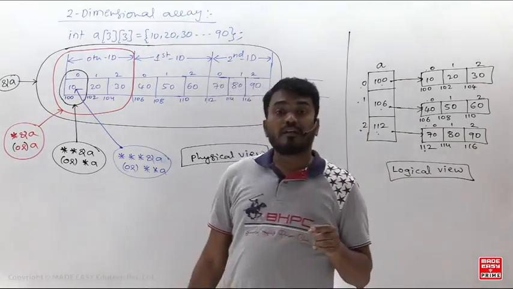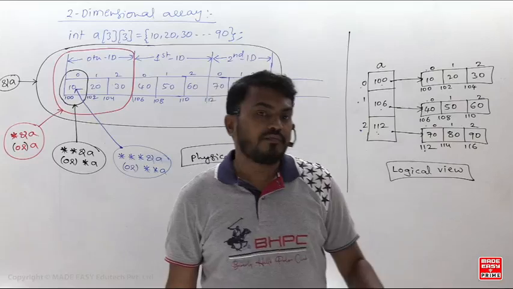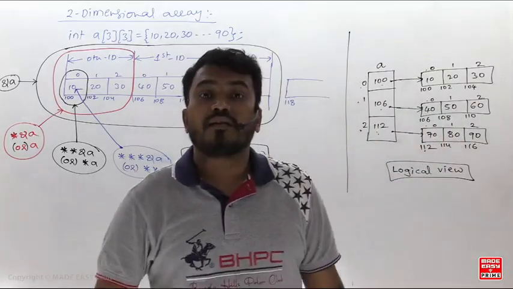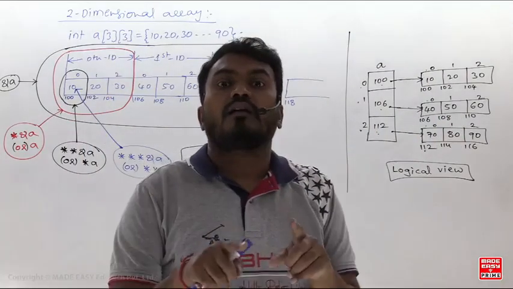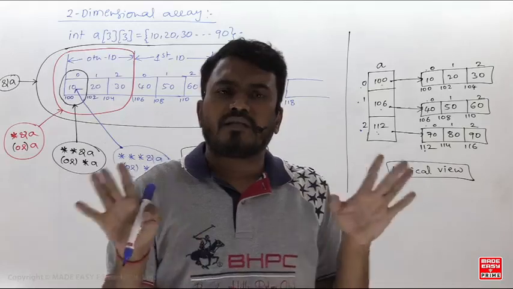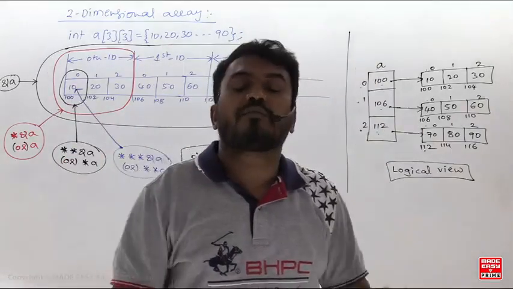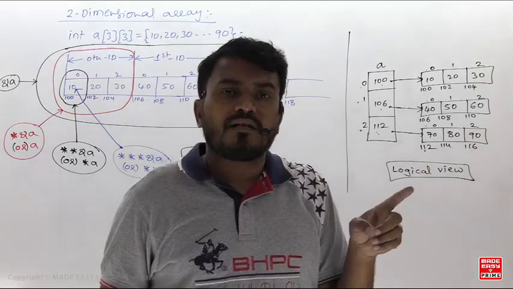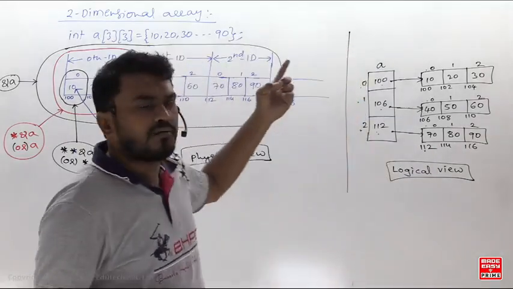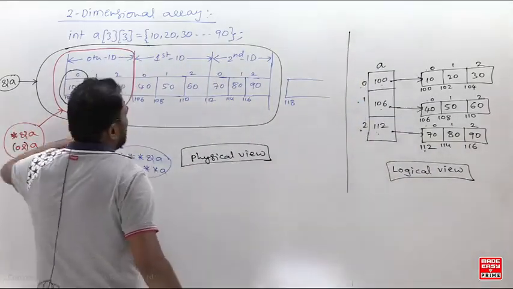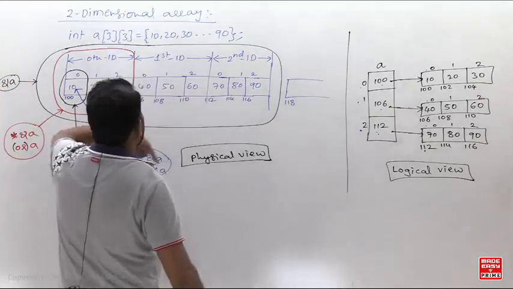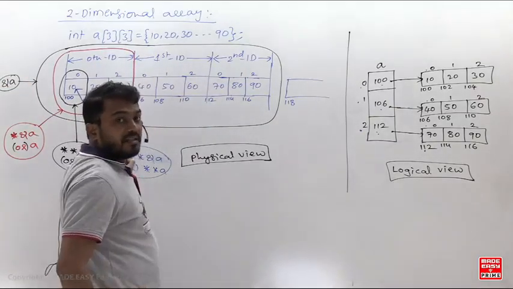If you are having a two-dimensional array, listen carefully. If I say ampersand A, it will point to what? The entire two-dimensional array. Look at here. If I say ampersand A, it points to the base address of the entire two-dimensional array. Please listen carefully.